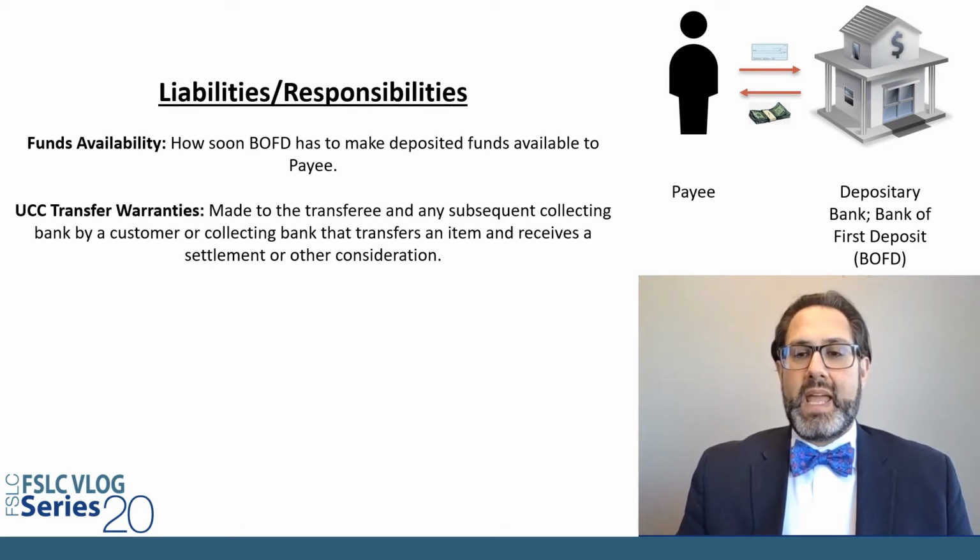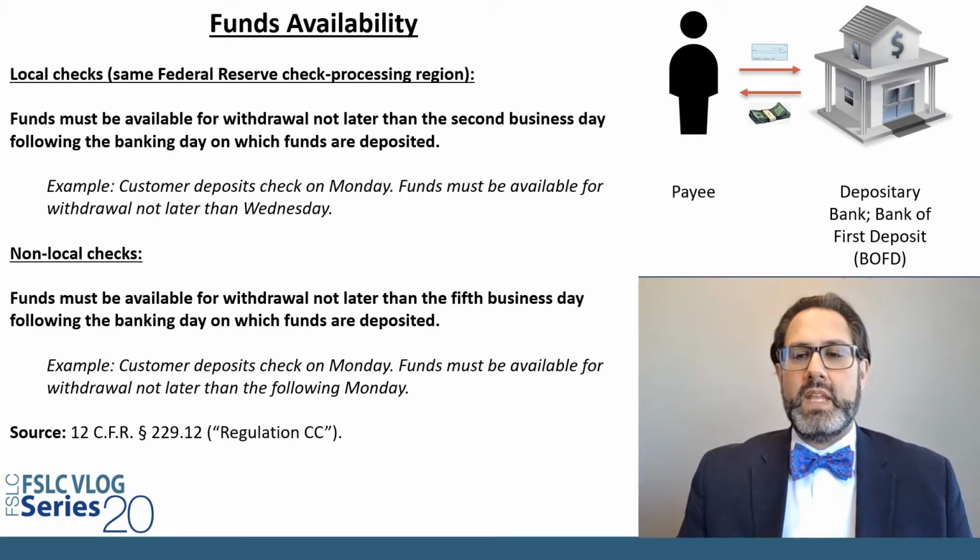The liabilities between the payee and the depository bank are twofold. One is funds availability, how soon the bank has to make the deposited funds available to the payee, and the second are the UCC Transfer Warranties, which are warranties required under the UCC. The funds availability rules are set under federal regulations, and they're divided between local checks and non-local checks. A check is a local check if the check is drawn on a bank that is physically from the same Federal Reserve check processing region as the depository bank.